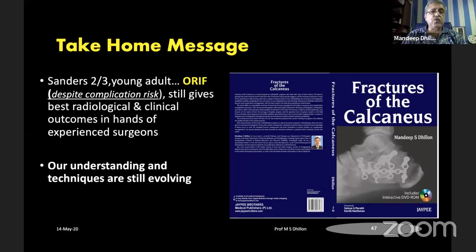If you have a Sanders 2 or 3 with a young adult with not too much complication, and you have the experience, then maybe ORIF will give you better radiology, better subtalar joint reduction, and better clinical outcomes in hands of experienced surgeons. But right now, I will leave it that the balance is perhaps on both sides, and it becomes a personal preference. If you haven't done ORIF with an extensile approach, do not attempt MIS. If you've done 50 ORIFs, yes, you are the guy who will do an MIS, because the reduction of the fracture in both the techniques is done in the same way.